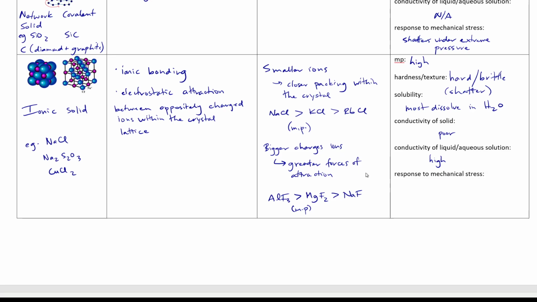Response to mechanical stress, as we said right here in the hardness and texture, it will cleave, which means to split in two, or crack, as like charges align under pressure. So you recall from last year we talked about this. When you apply pressure on a crystal lattice, you shift the ions down so that they align with their like charges, which causes repulsions, and that means the crystal cracks apart.